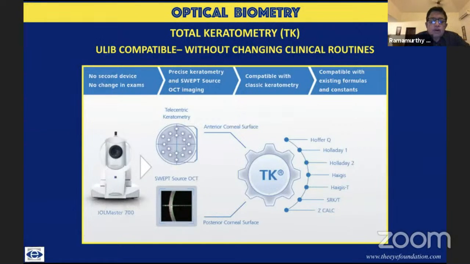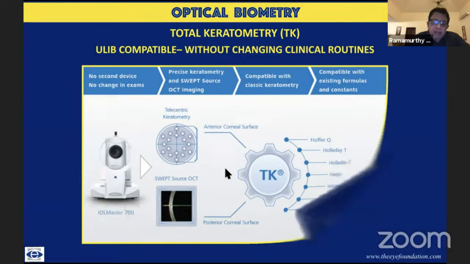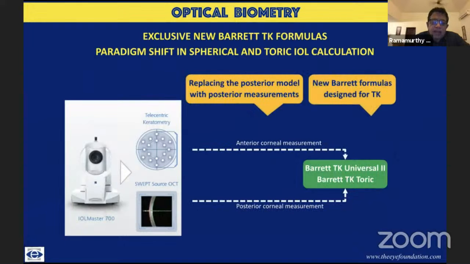More importantly, it does not require any big change as far as your intraocular lens power calculation is concerned. You could incorporate the measurement that is taken with a conventional modern generation formula that you're normally using, or even the ULIB constants, and then go ahead with your intraocular lens power calculation. And again, specific formulas that are used with this IOL Master 700 have become available. Now the Barrett comes with the Barrett TK Universal 2, which is essentially used for the calculation of the spherical intraocular lens, and the Barrett TK Toric for the toric intraocular lens power as well as the orientation.